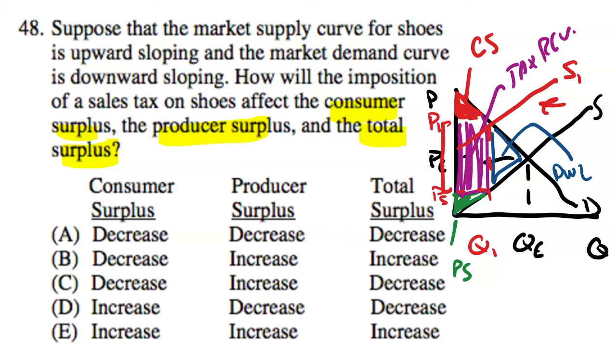So both consumer and producer surplus should be decreasing here, right? So we can knock off the ones that say consumer surplus increases, like this right here. We can also knock off the ones that say producer surplus increases, like over here, which only leaves A as the correct answer. And A is just basically saying everything decreased, which is correct, right? Because remember, total surplus is just consumer plus producer surplus.